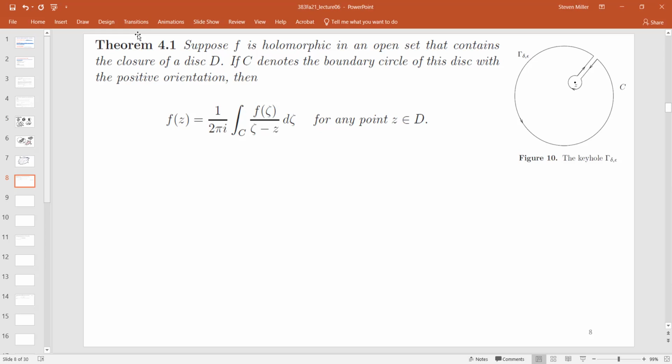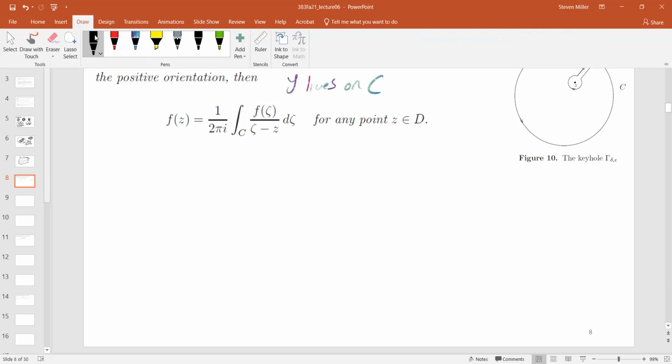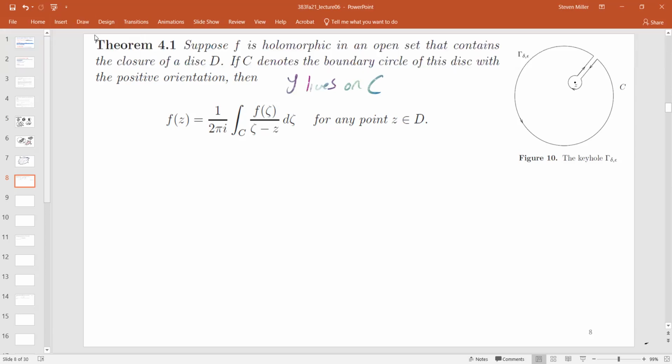Instead of doing this at the point z, you could do it at the point 0 to be a little bit nicer. Yes? What is zeta here? So zeta is a variable of integration. It's the point on the circle. So zeta is just ranging over the circle. So zeta lives on the circle. So it's just a variable of integration. So it's always important to remember, what are we integrating against?